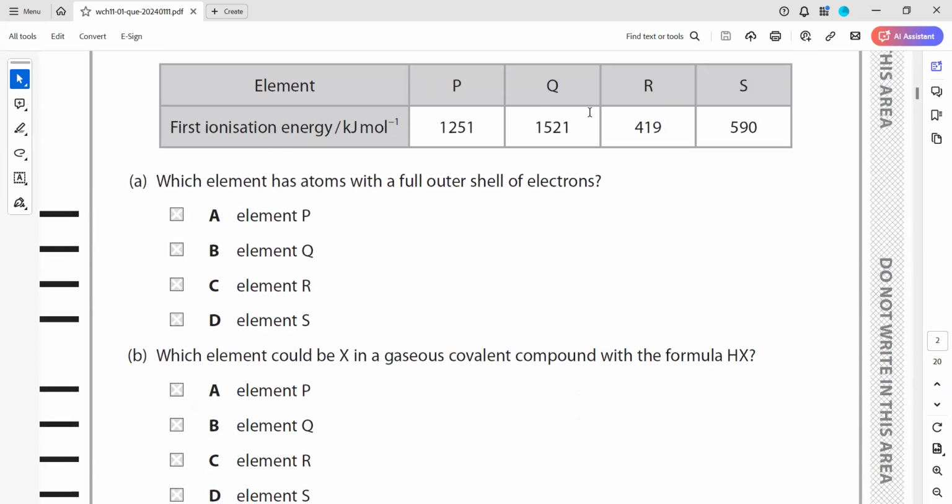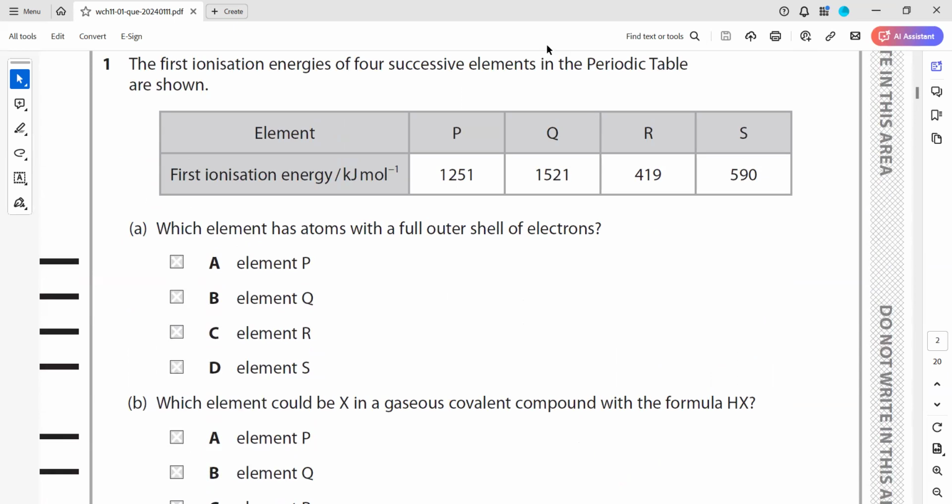From the first line only we identified this, because we mentioned that these are four successive elements. So this is group 8. Before group 8, we have group 7. After group 8, because the shell will change, we have group 1 and then group 2. Is it clear?